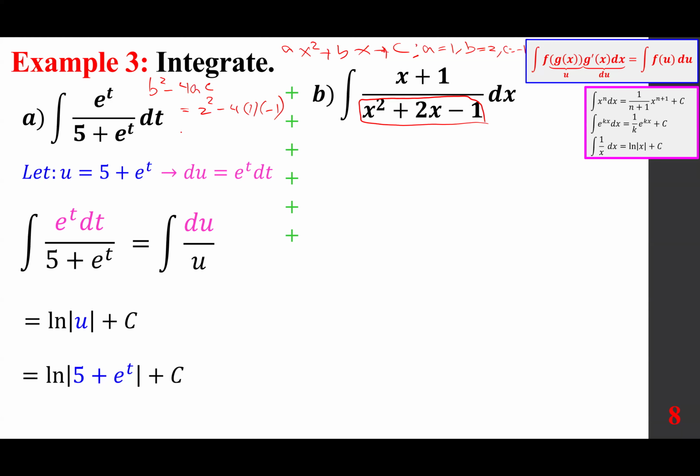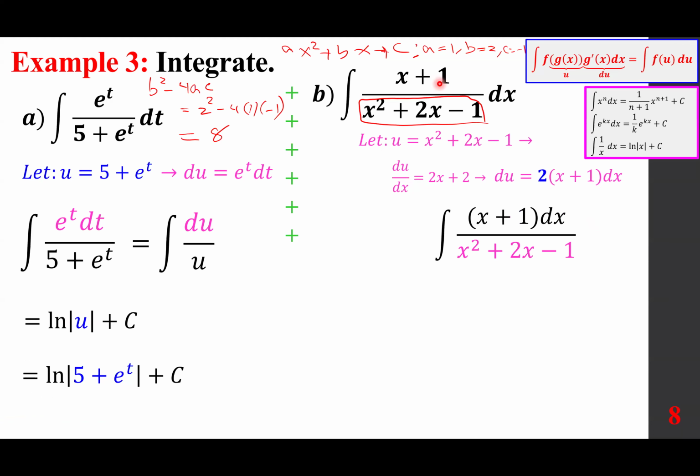And this is 8. 4 plus 4 is 8. It's not a perfect square. Cannot be factored. So u is the denominator. Notice if you differentiate, du dx is 2x plus 2, or 2 times x plus 1. Therefore, du is 2 times x plus 1 dx. Now, I'm going to put the dx in the numerator so it becomes clear that the top is almost du.